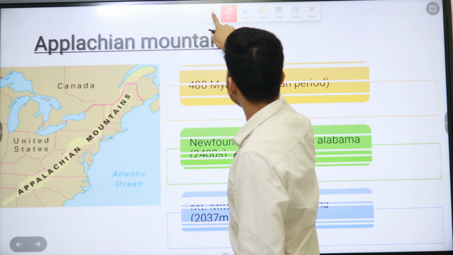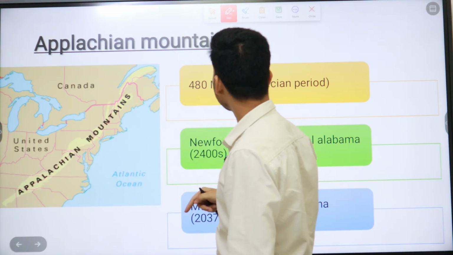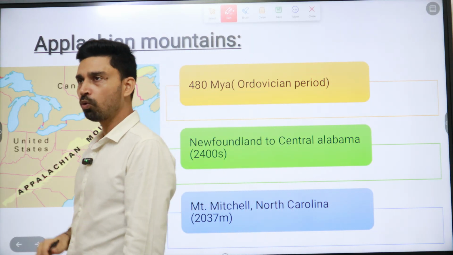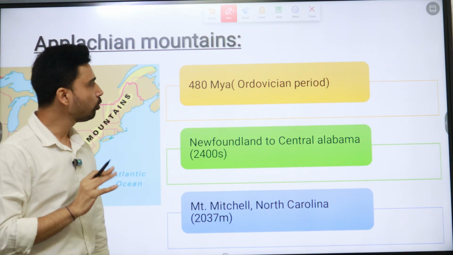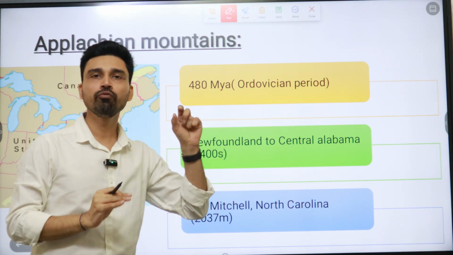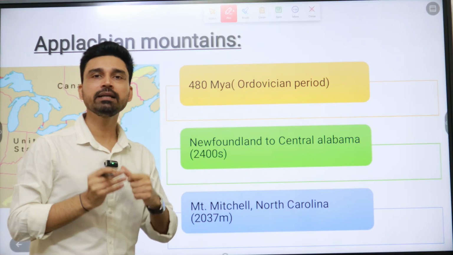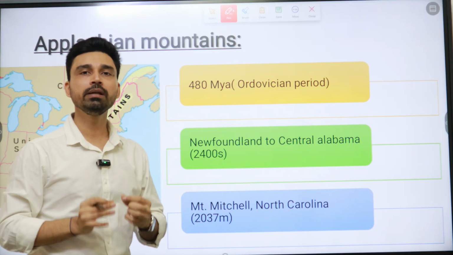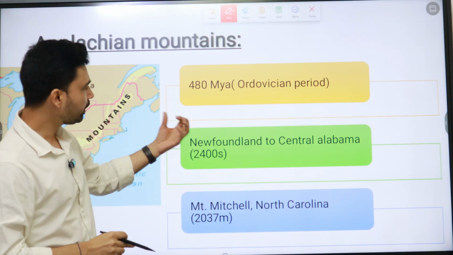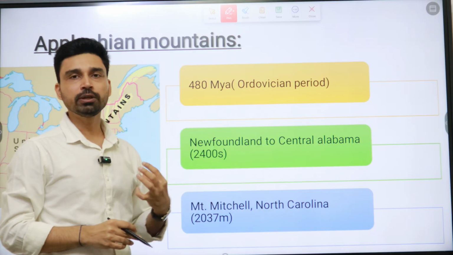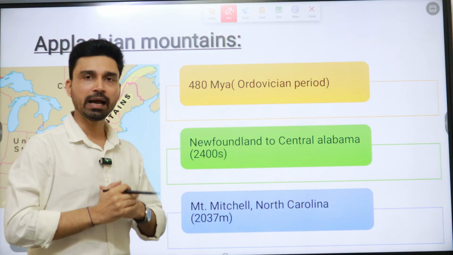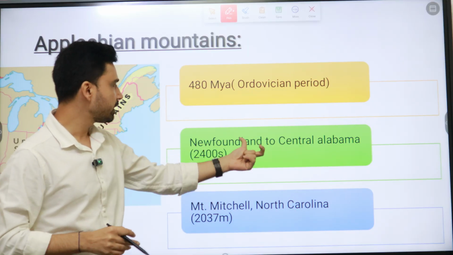So it is believed that when you talk about the Appalachian Mountain, it is a very, very old mountain, formed during the Ordovician period. If you look at the age of this mountain, it is believed to be about 480 million years old. Because of this age, we can see the mountain is not very high, and overall it extends all the way.